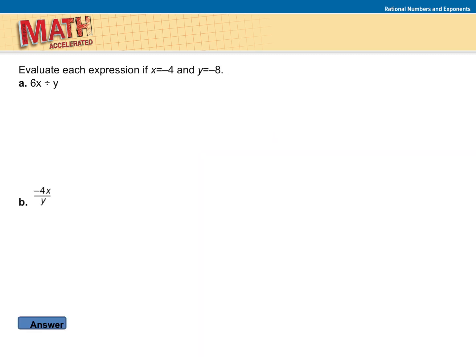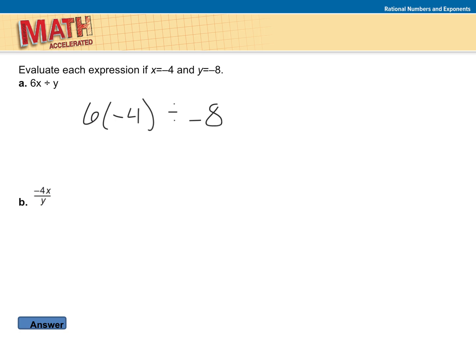All right, so we have 6x. Okay, right here, what is 6 and x? What is their relationship right now? What's happening? They're multiplying right now, okay? So we have 6. What's x? Variable. X is a variable. What is the number for x? -4, so it's 6 times -4. What is y? -8.